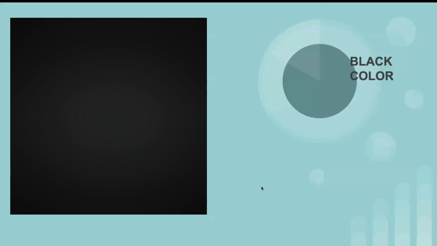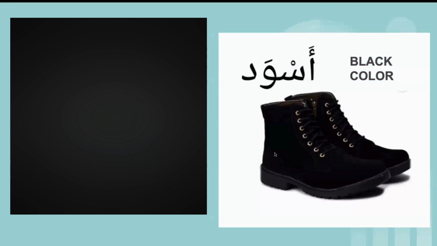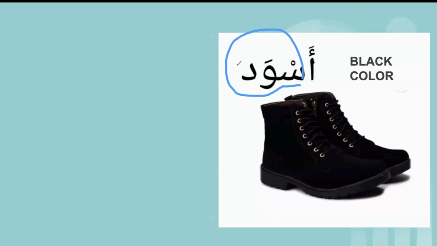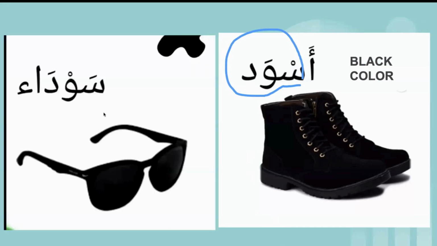Next. You remember black color in Arabic? Black color in Arabic? Aswad. Translate aswad into feminine form. Sin, waw, dal. These are the root letters. Sauda. Good job. It will be sauda. Aswad, sauda.